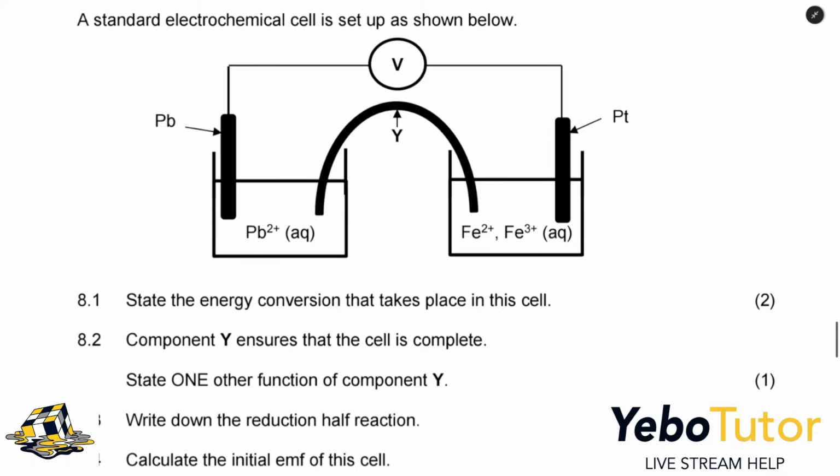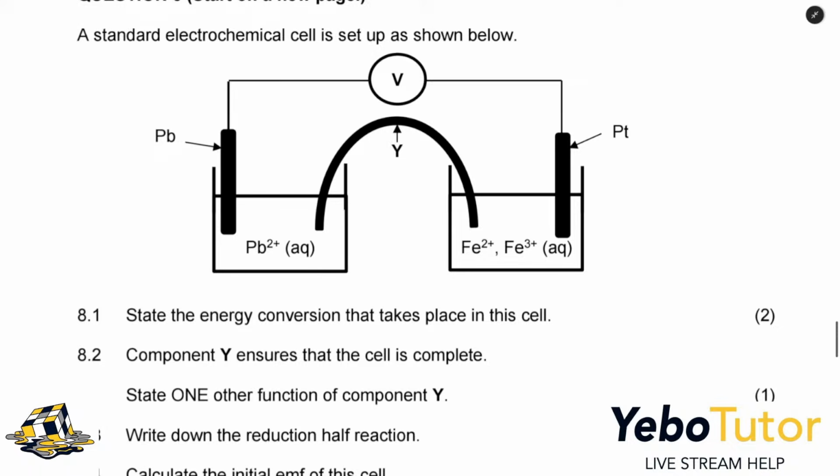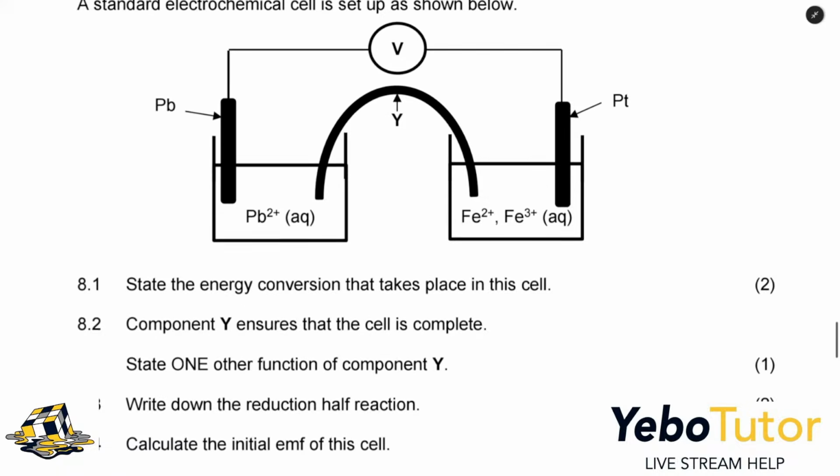Other one, state the energy conversion that takes place in the cell. Come on guys, you already see what the energy conversion for that one is. So this one is quite easy, but I want people to ask me in the group so that I can see that people were listening and they're able to reach this point. In this instance we can see that there is a chemical energy to electrical energy conversion. And now what is compound Y?